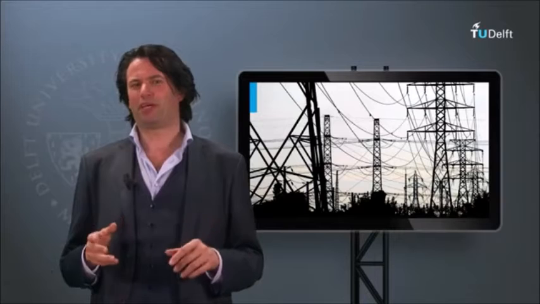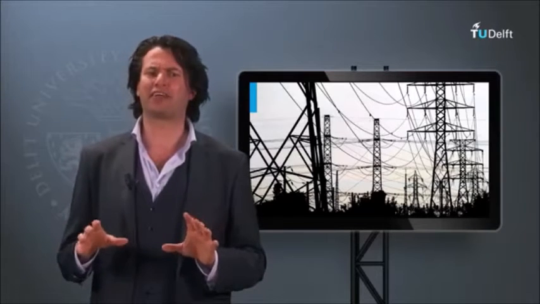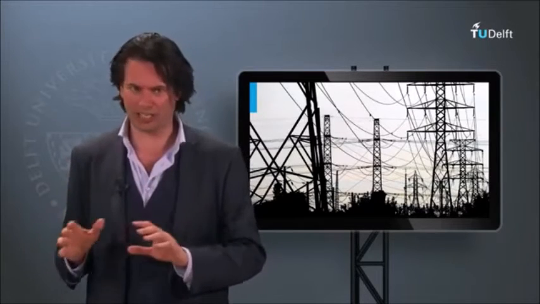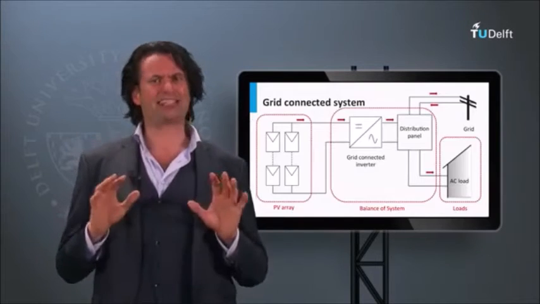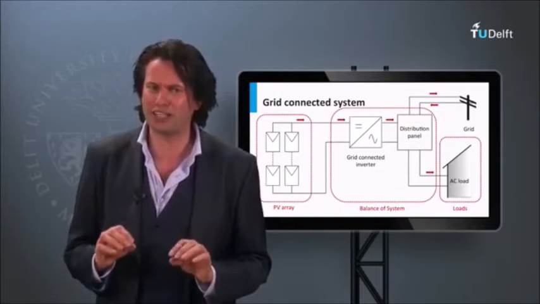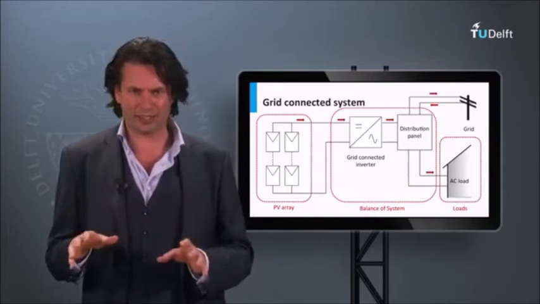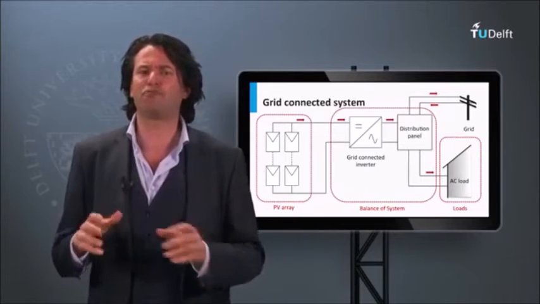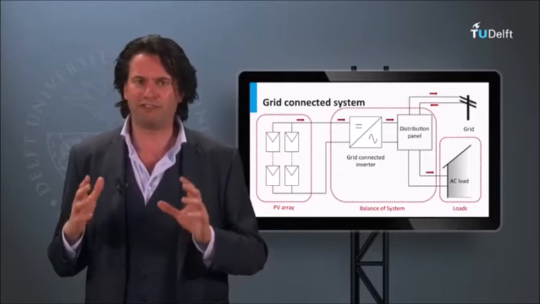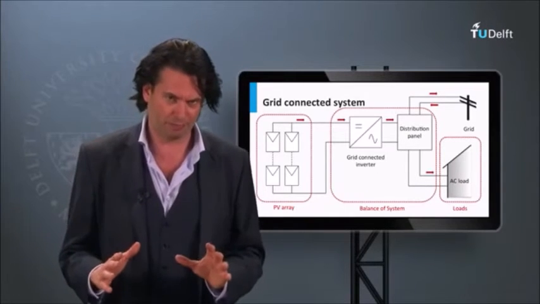Welcome back. In the previous blog you learned about the standalone PV system and its design. Now we will look at the characteristics of a grid-connected PV system. So let's get started. As the name suggests, the grid-connected PV system is connected to the electric grid. There is a continuous exchange of power with the electric grid via the distribution panel.